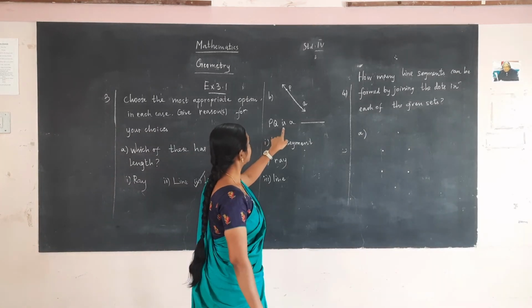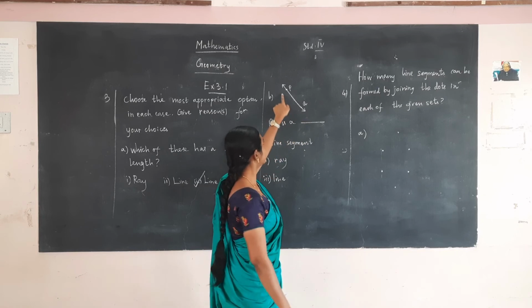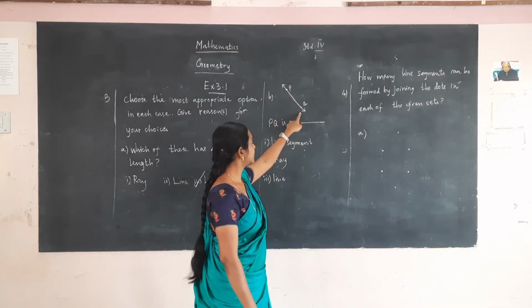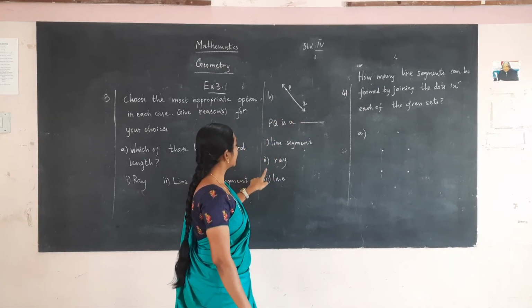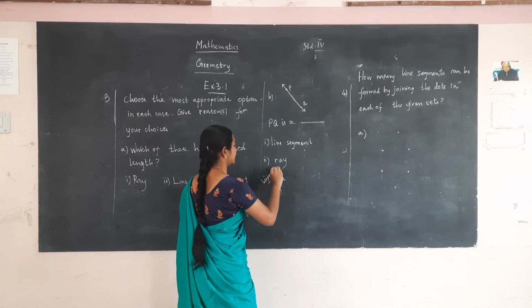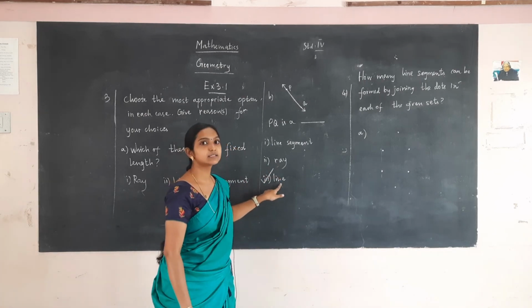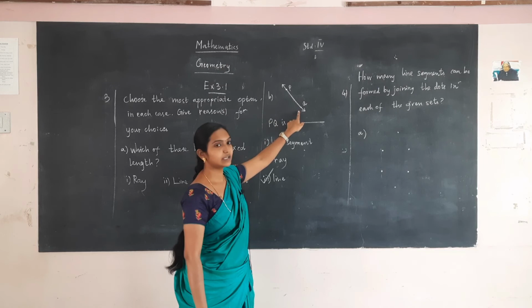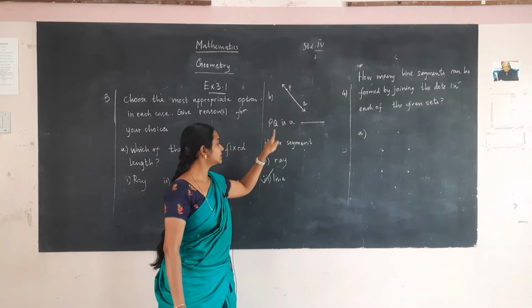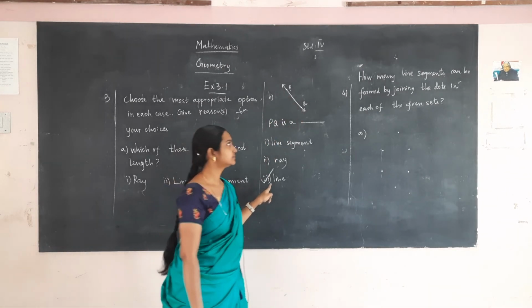Next, PQ is a dash. Now PQ is given, we have to find what it is. It is a line because a line has no starting point and no ending point, it goes on. So the answer is line.